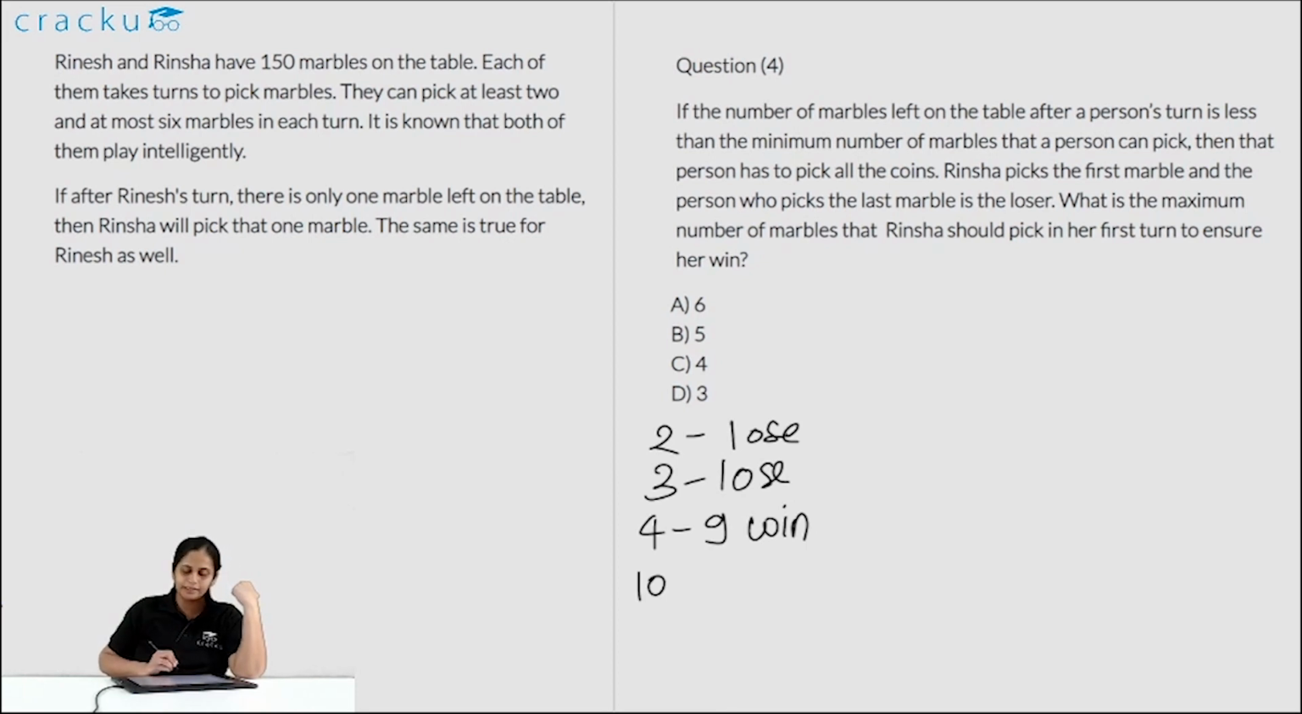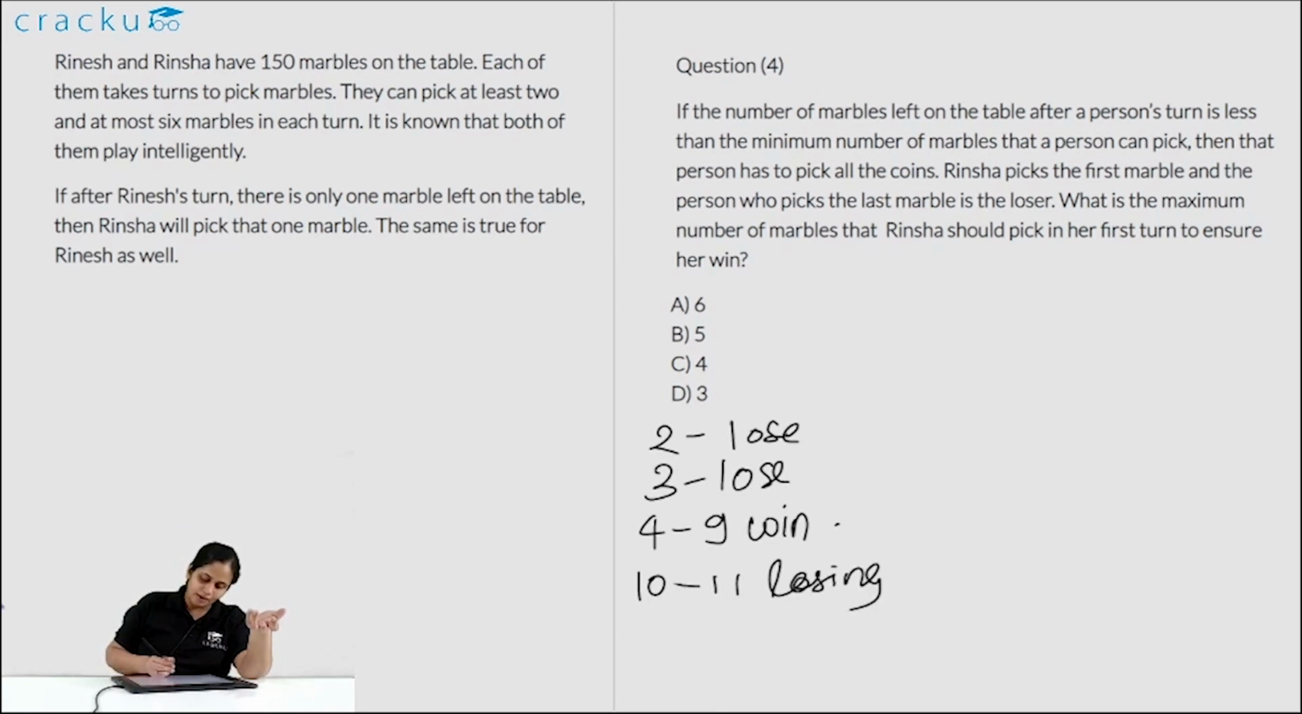Now take a look at 10. If you are at 10, if you pick 2 coins, you are putting them in the winning category. If you pick 6 coins, you are leaving 4 on the table and you are again putting them in the winning category. So 10 is a must lose position. Similarly, 11, if you pick 2 coins, you leave 9 coins on the table, which is a must win position. If you pick 6 coins, you leave 5 coins on the table, which again is a must win position. So 10, 11 are losing positions.